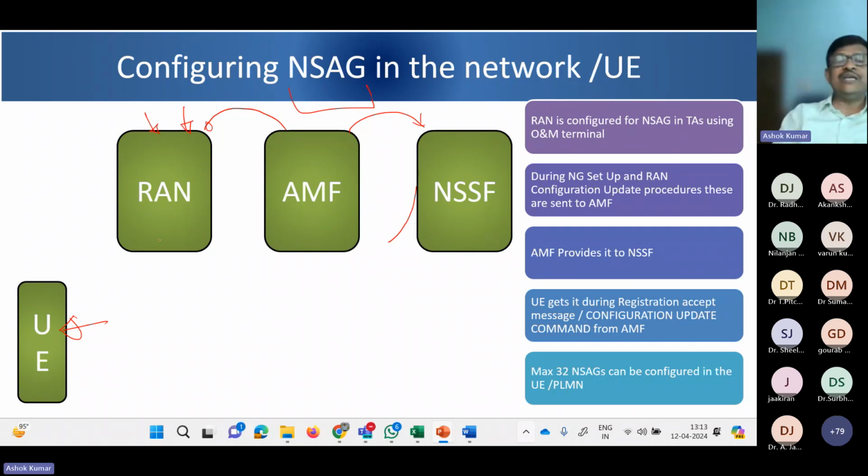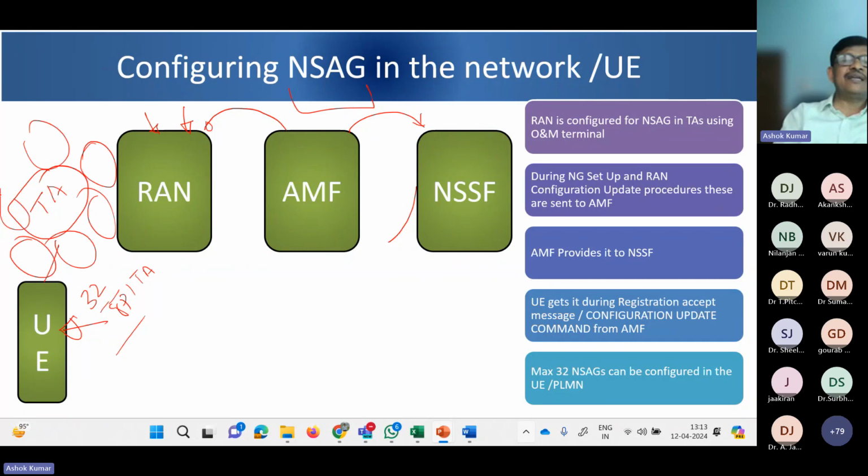In a particular UV, I can configure up to 32 different groups and its availability in the TA. So when registration takes place, the network knows which TA I am in, and accordingly all nearby TAs are also known by the network. So those configuration parameters are passed on to the UV, and the UV keeps them for the purpose of cell reselection and also for the initial RAS procedure.